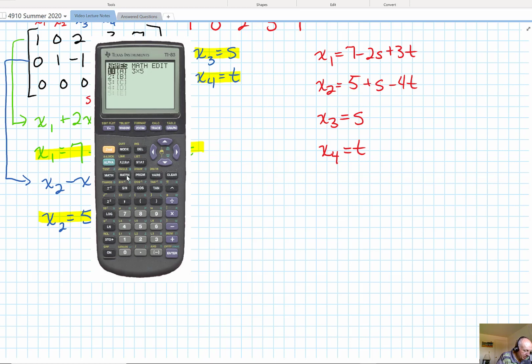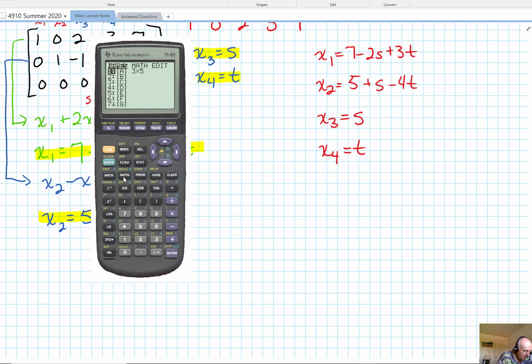Well, go back to matrix, go to math, and go somewhere down the list. There is RREF, row reduced echelon form. Don't bother with REF, do row reduced echelon form, the RREF. And so if I hit enter, it puts it on the screen and it says, okay, what matrix do you want me to put in row reduced echelon form? So it's asking me to go find the matrix name.